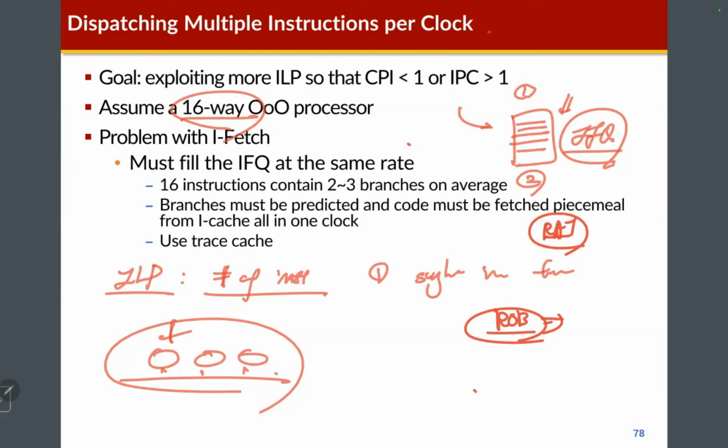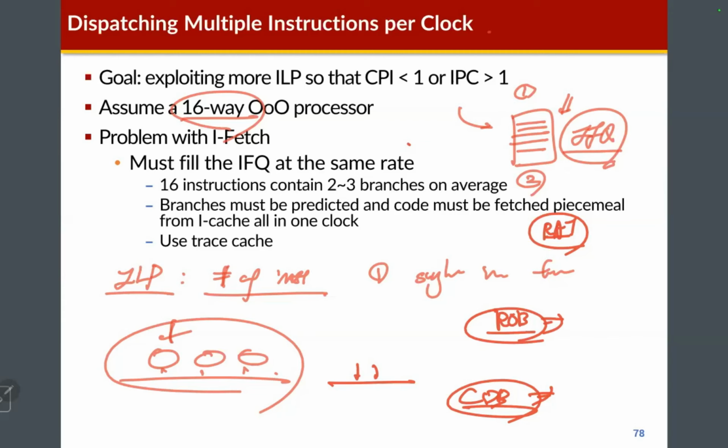Also, the common data bus. We assumed that only one instruction is delivered to the common data bus, but in order to support the superscalar, the common data bus also needs to deliver multiple instructions. So the bandwidth of the architecture should be increased. So it's not an easy problem. It's not easy, but most processors now support the superscalar architecture.